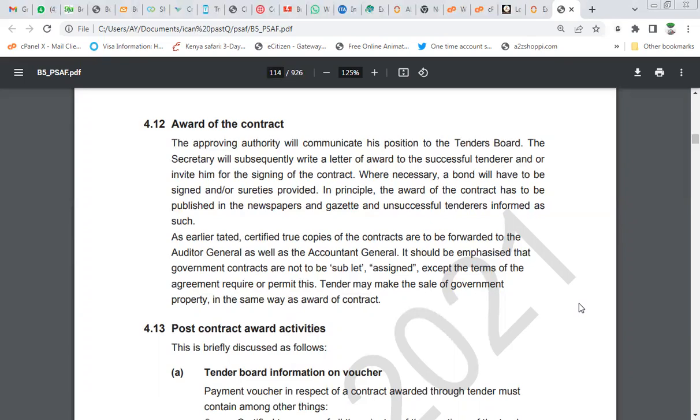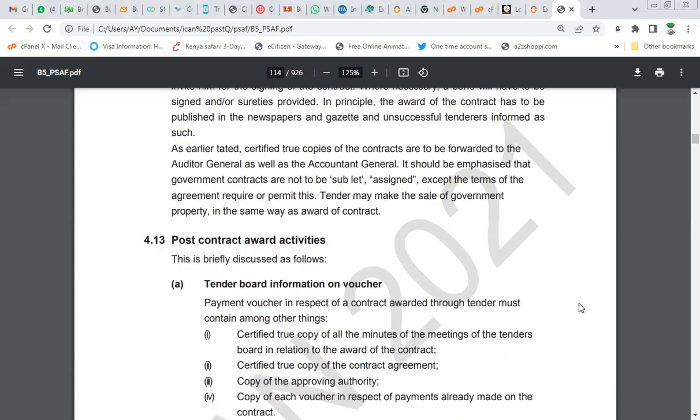So it shall be emphasized that government contracts are not to be sublet or signed except the term of the agreement required or permits this. So let's go to post contract award.